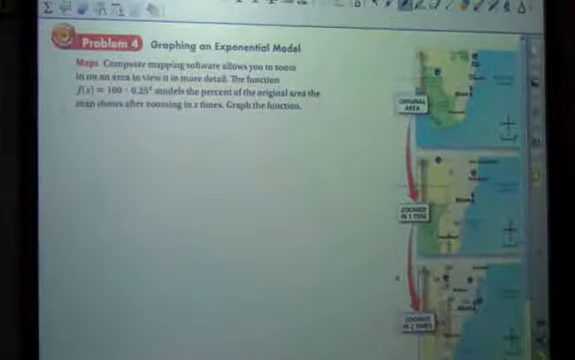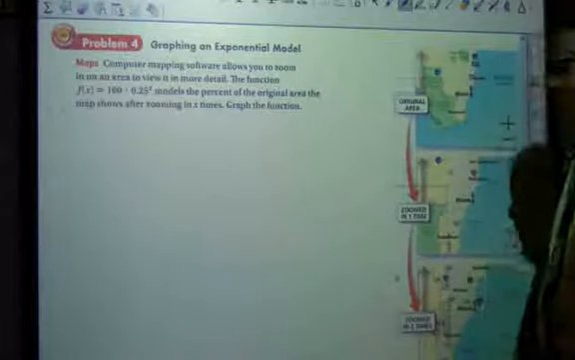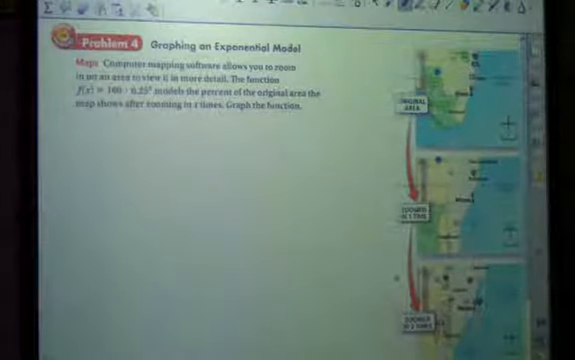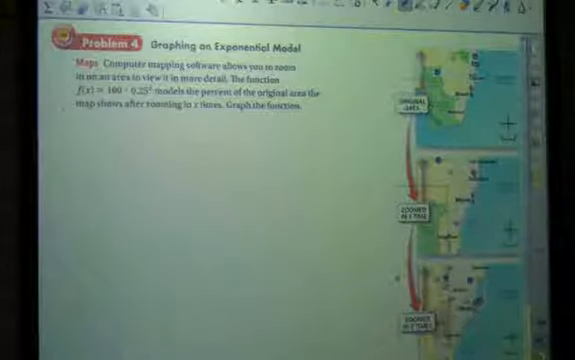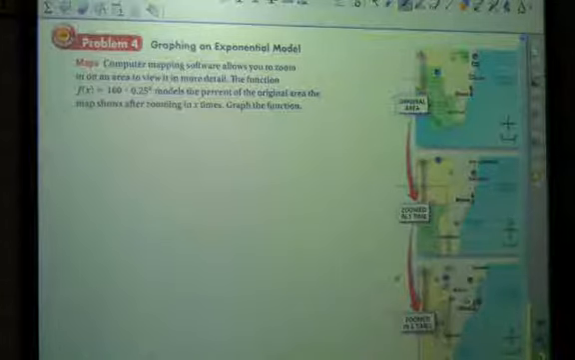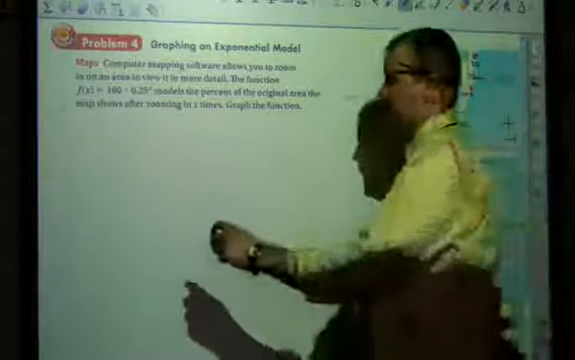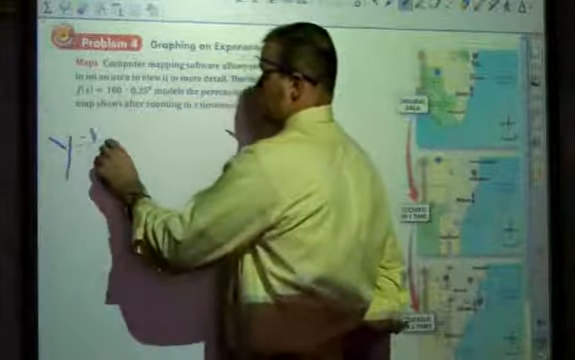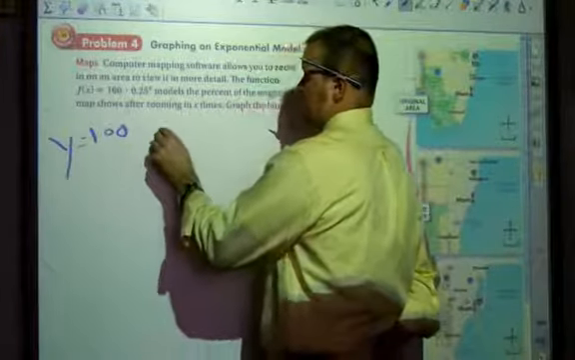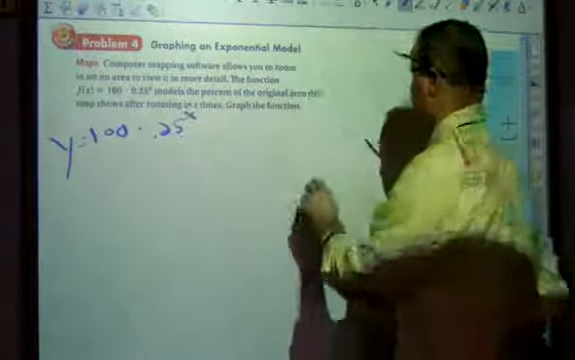Alright, so same thing, we're talking about computer mapping software. I think all of us have seen this through GPS, whether it's on our phone or a separate item. So in an area view, to more detail, the function 100 times 0.25 to the x power models the percent of the original area of the map shows after zooming x times. So if we want to graph the function, so we're just saying y equals 100 times 0.25 to the x power. So we would just make a table.